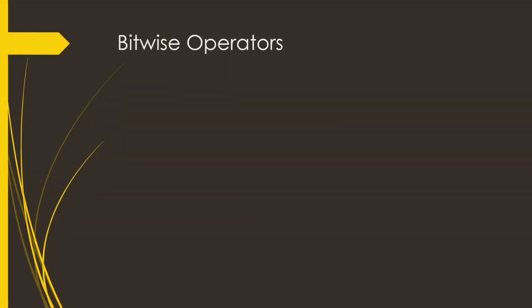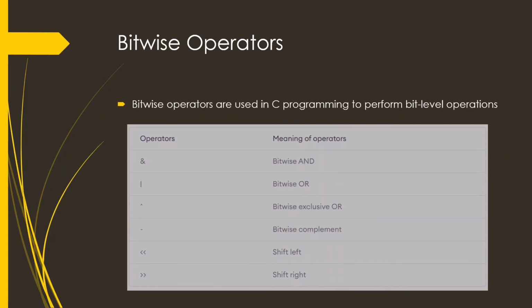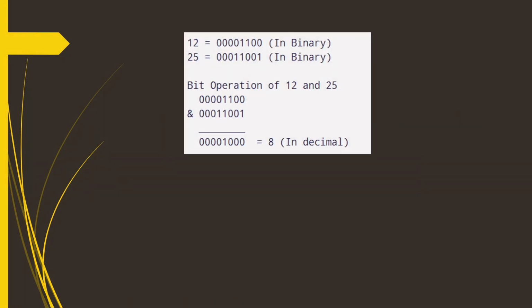And lastly, the bitwise operators. Bitwise operators are used to perform bit level operations. The following is the list of bitwise operators. So if we have two numbers, we convert them into binary, and then if we use the bitwise AND operator, then the AND operation will be taken bitwise.